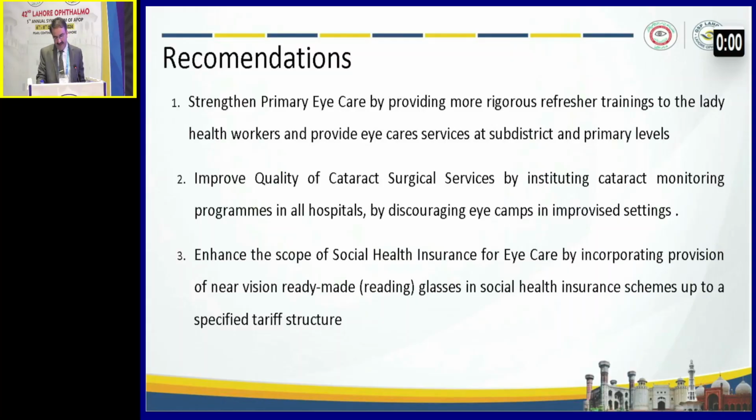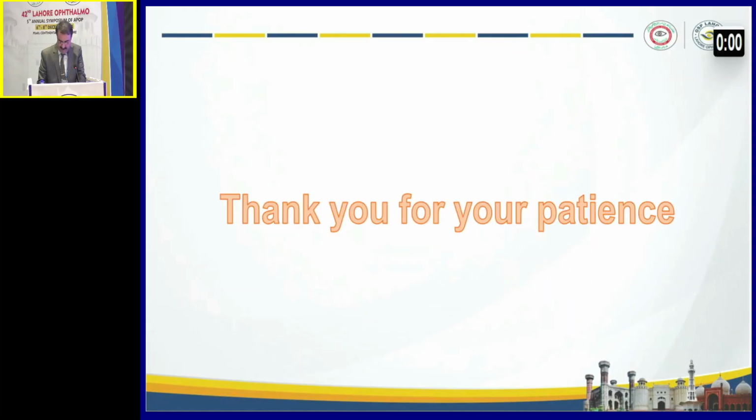Improve the quality of cataract surgical services by instituting a cataract monitoring program in all the hospitals, by discouraging eye camps in improvised settings. Enhance the scope of social health insurance for eye care by incorporating a provision for near vision, that is reading glasses, ready-made glasses for reading, and also in the social health insurance scheme up to the specified tariff structure. Thank you very much for your patience.